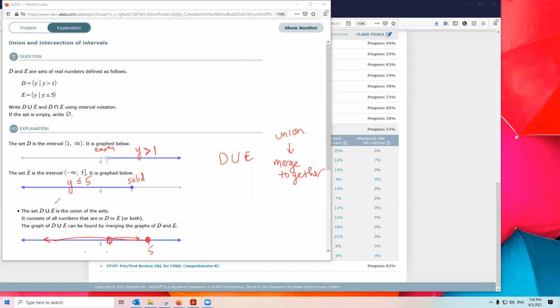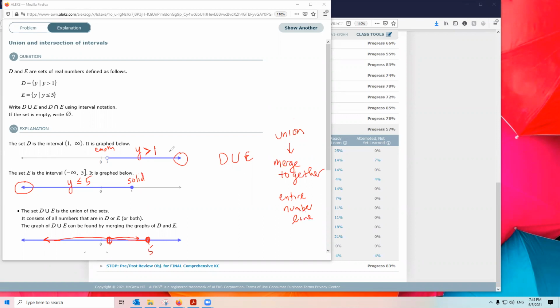because this portion goes all the way to the left. This portion goes all the way to the right. So in essence, I've covered the entire number line. So the union is really going to be the entire number line in this example.